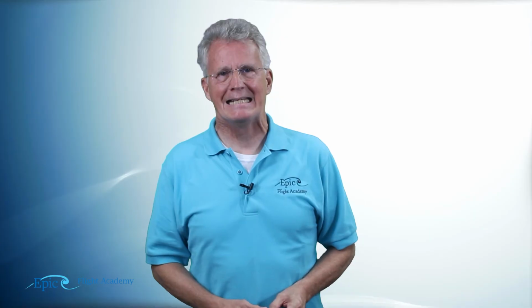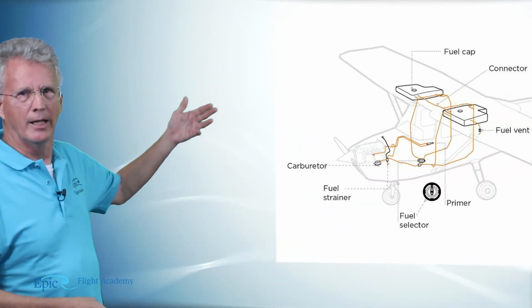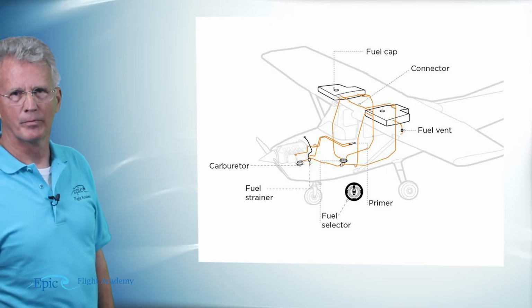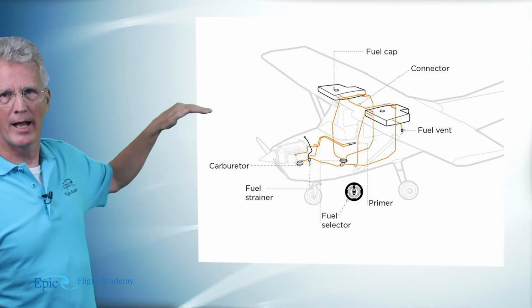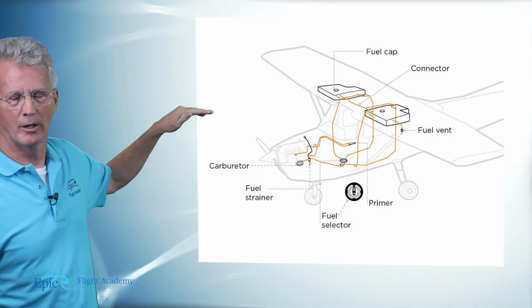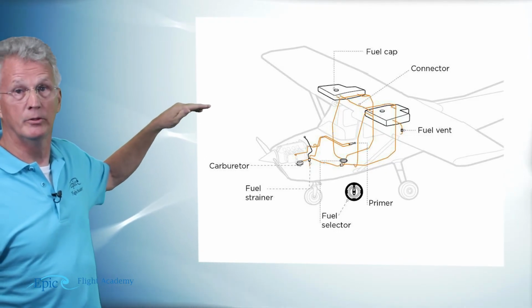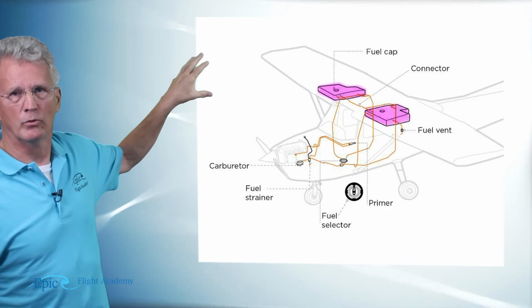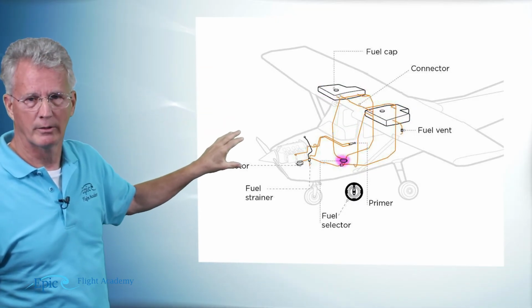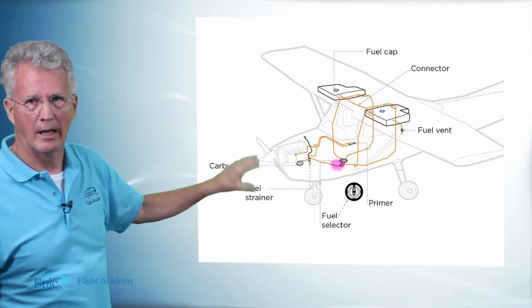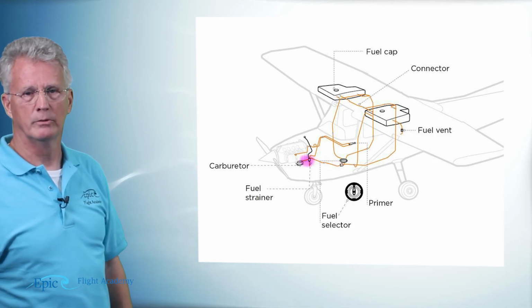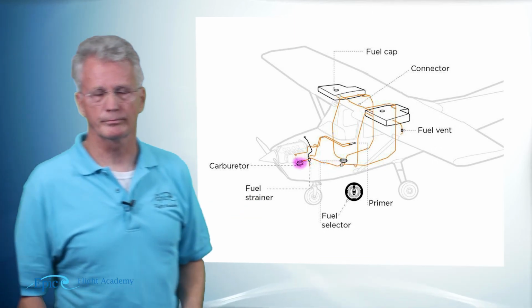To get an idea of where this is located on the aircraft, take a look at this schematic. This is a gravity-fed system from a high-wing airplane, metal wing tanks, fuel tanks up in the wing, and the fuel flows down to the selector and eventually down and forward to the engine to the carburetor. Your carburetor is actually located on your engine.